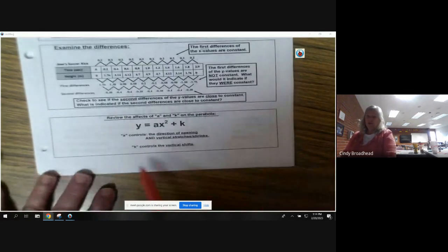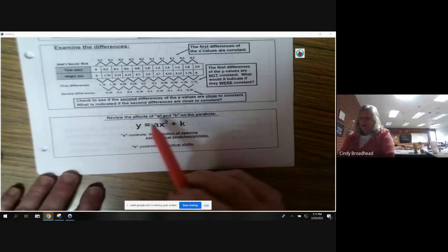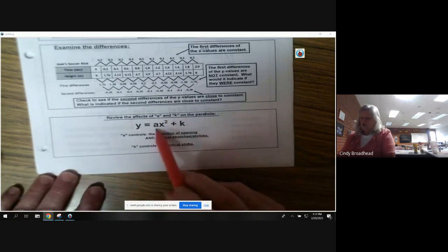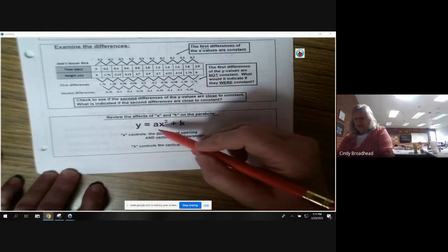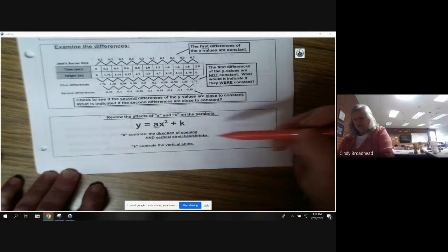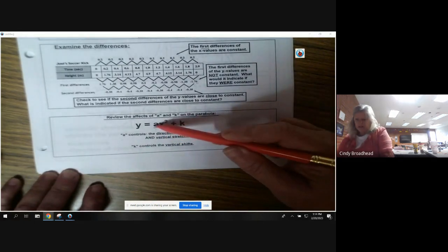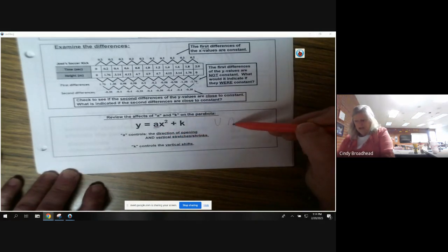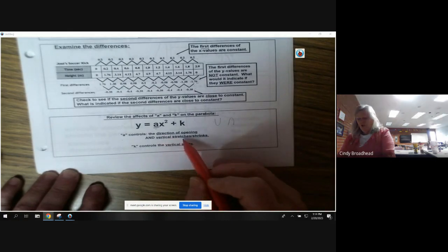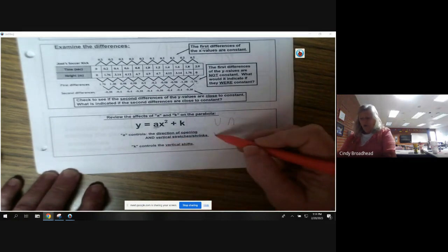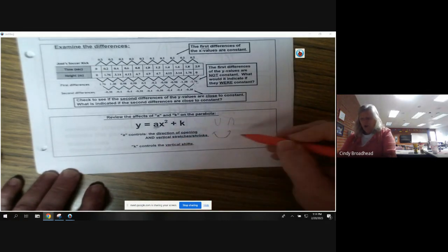Here's what we really want to talk about today. What a and k do to the parabola. So this a value does two different things. One, it tells you whether it opens up or down. If a is positive, the parabola opens upward. If a is negative, it opens downward. It also controls how wide or how narrow the parabola is.